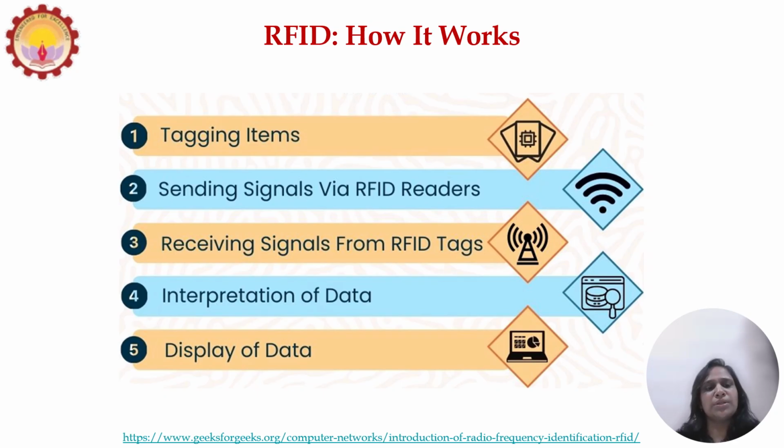The first step is the tagging of the item. First of all, you have to tag the item, then you have to send the signal via RFID tag readers. Then it will be received from the RFID tags, and then interpretation of your data happens, and then that data is displayed at various locations, for example a computer.